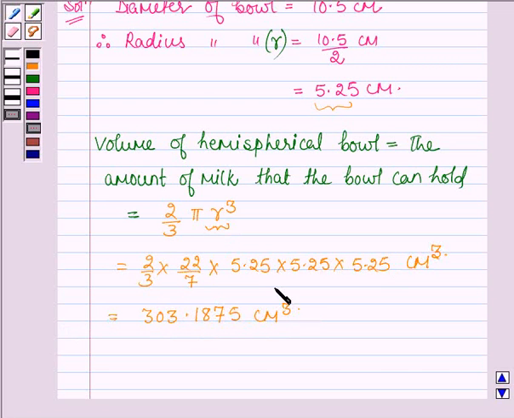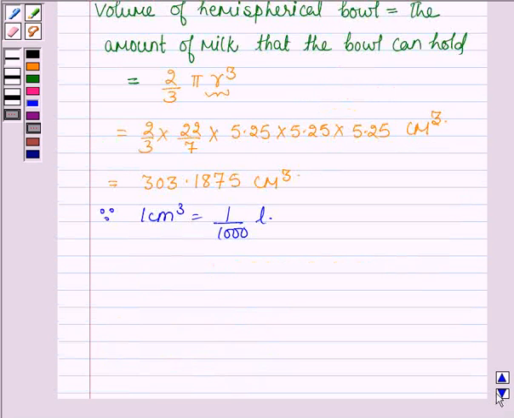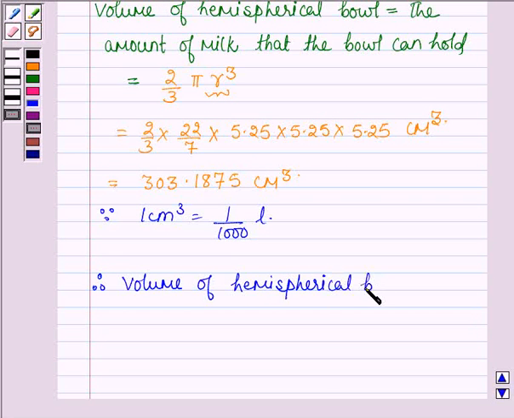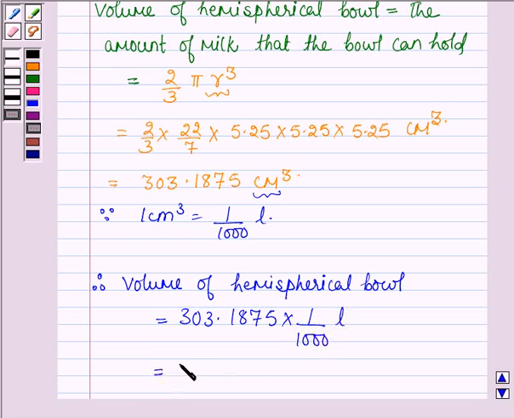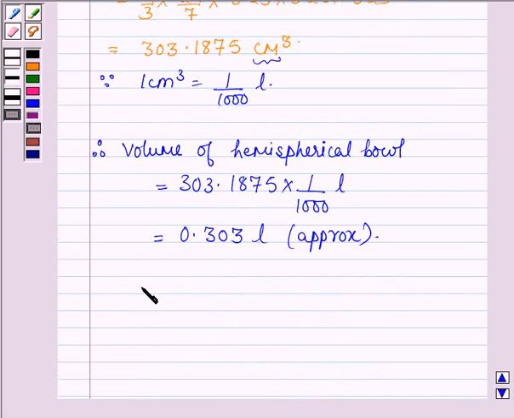and this is equal to 303.1875 centimeters cube. Now since 1 centimeters cube is equal to 1 upon 1000 liters, therefore volume of hemispherical bowl is equal to, now in place of 1 centimeter cube we shall be writing 1 upon 1000 liters, so we have 303.1875 into 1 upon 1000 liters, and this gives 0.303 liters approximately. Hence our answer is the hemispherical bowl can hold 0.303 liters of milk approximately.